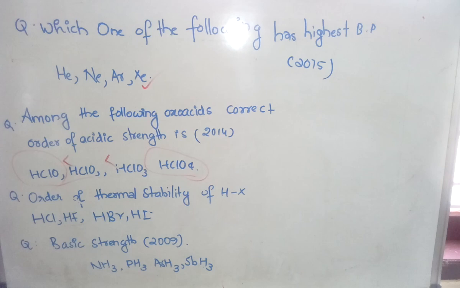Again, basic strength was asked between the hydrides of the nitrogen family, and that also we have discussed. So these are some questions that are repeatedly asked. Not just these, even the acidic strength among HClO, HBrO, then HIO was asked. All these questions have been asked in multiple examinations. Here are some questions selected from IIT JEE. So I hope you will try to memorize all those orders, and it will be easier for you to write your answers in the examination.